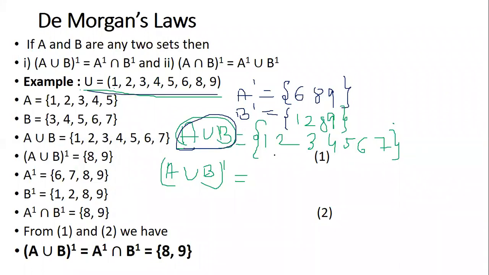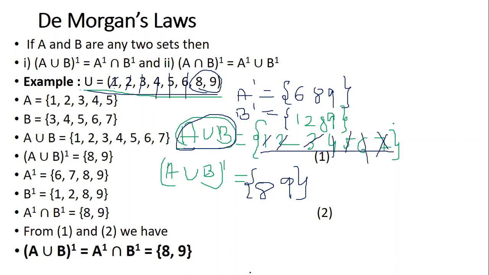Now complement means whichever is not present in this, I'm supposed to see. Let us check each element. 1 is there in both of them, I cannot take. 2 is also there in both of them. 3 is there. 4 is also there. 5, 6, 5 and 6 are there. Now 7 is in A union B, but it's not of importance. We cannot do anything. So what are the elements left out? 8 and 9. So A union B complement is 8 and 9.